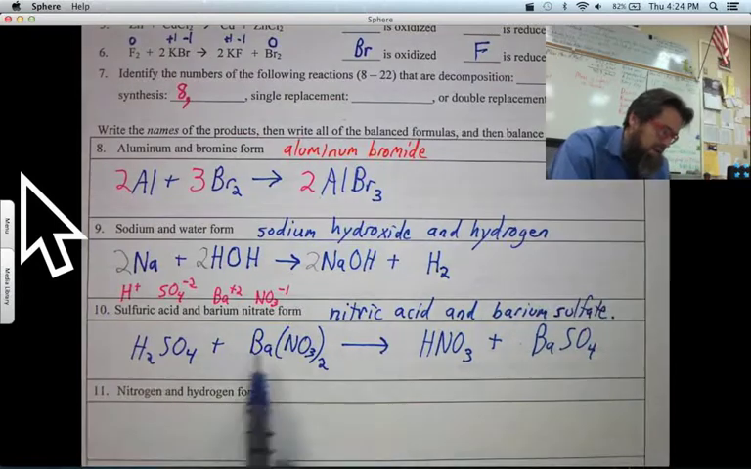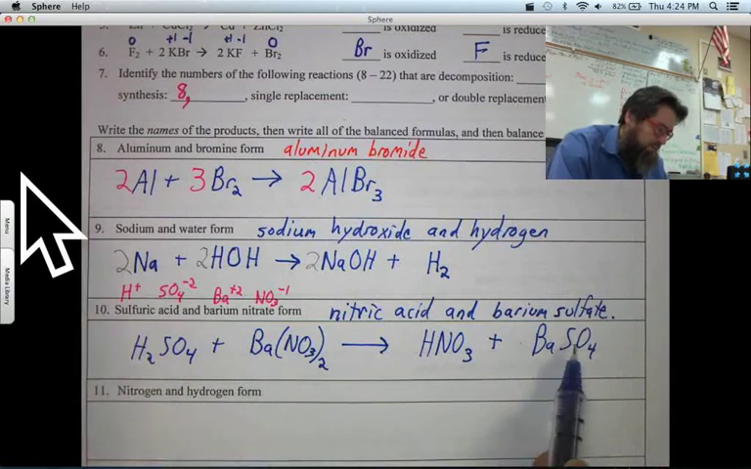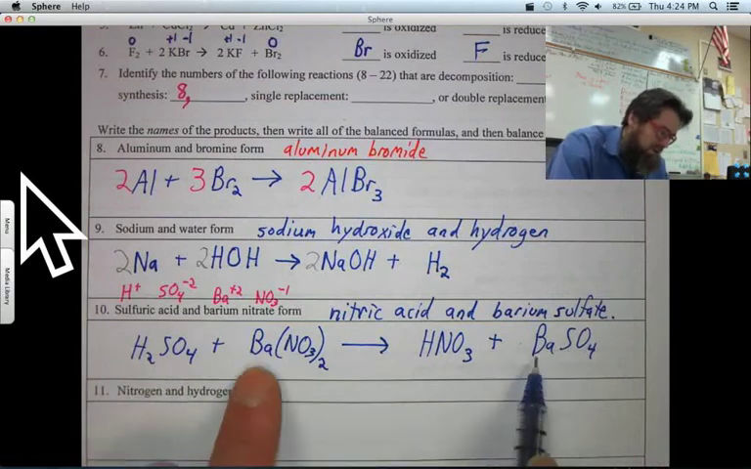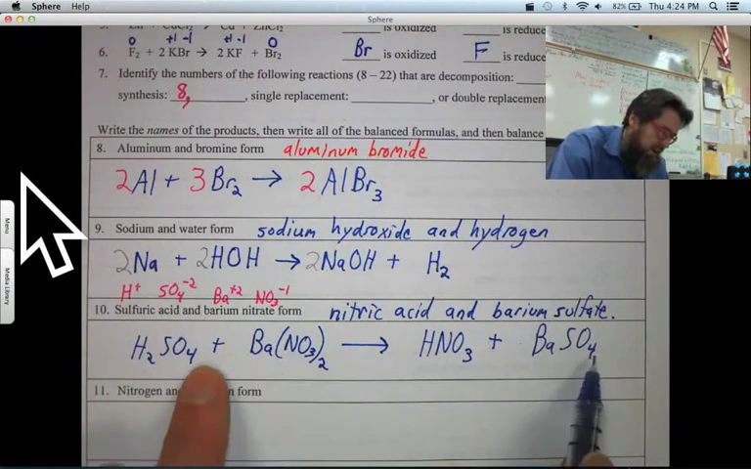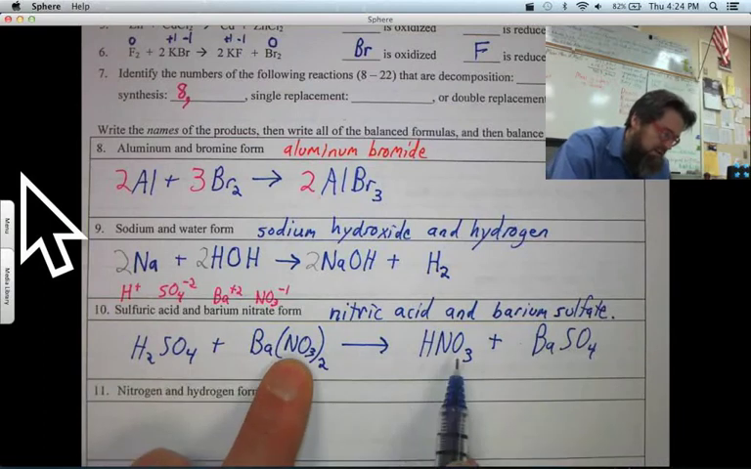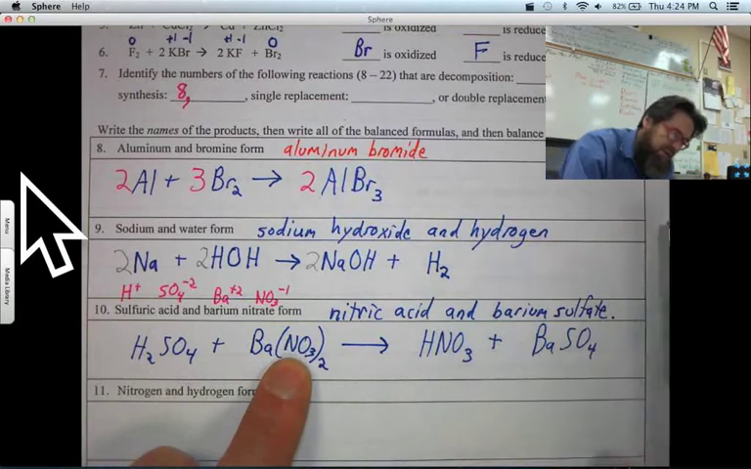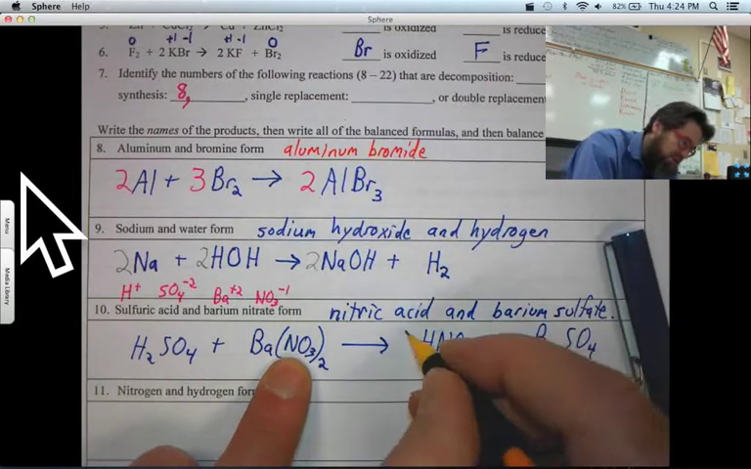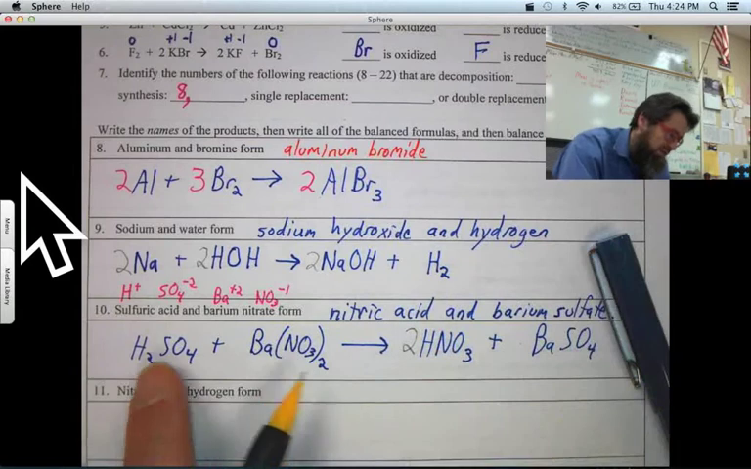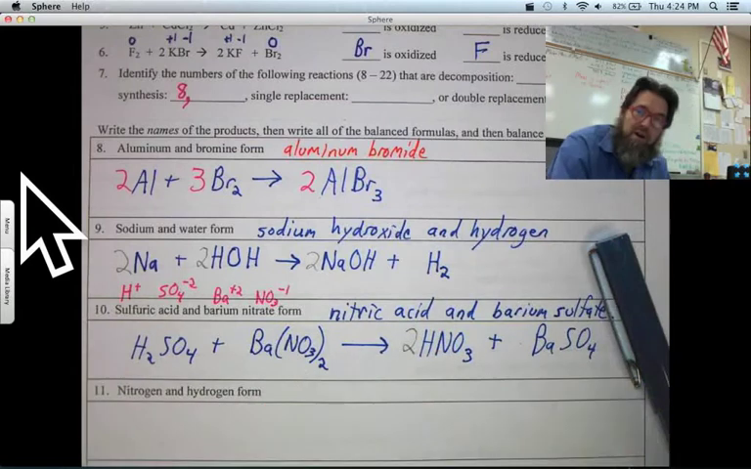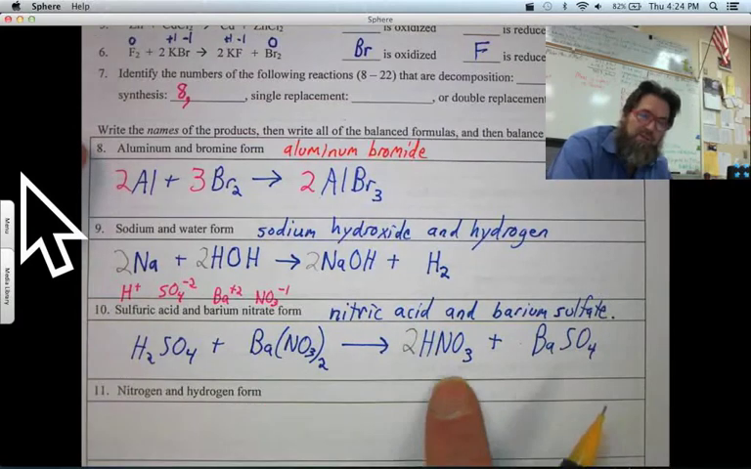And now that we've done that, we need to balance. Things look good. A barium on each side, a sulfate on each side. But here we have 2 nitrates. We need 2 nitrates over here. I'm going to do it in pencil just to be cautious. 2. And that also fixes our H's. So there we go. Our balanced equation. One last one to do.